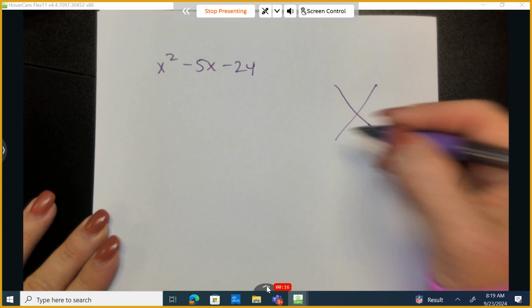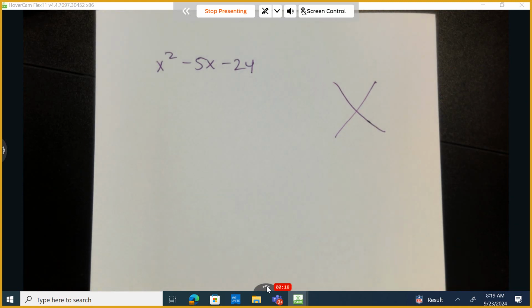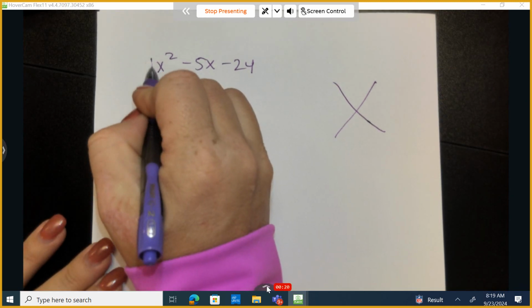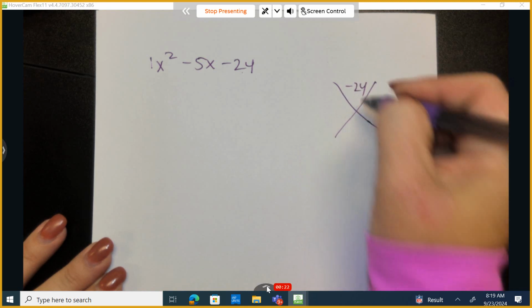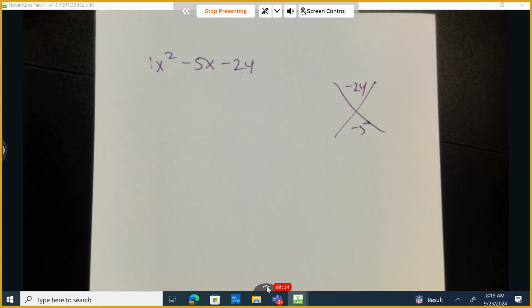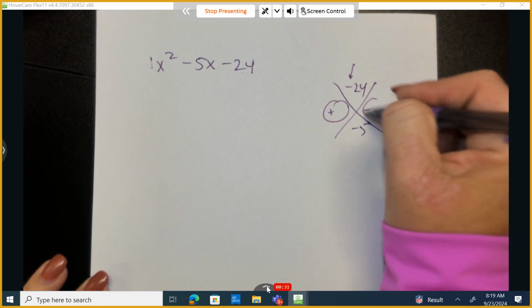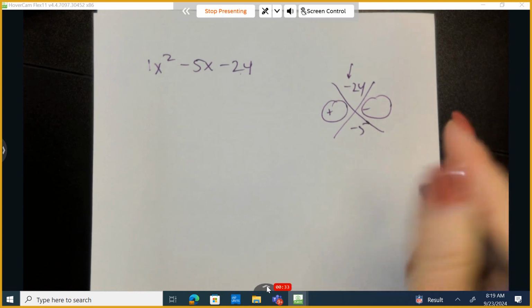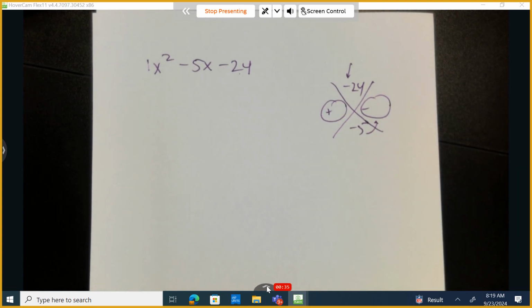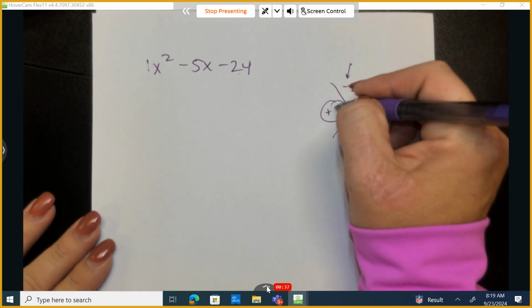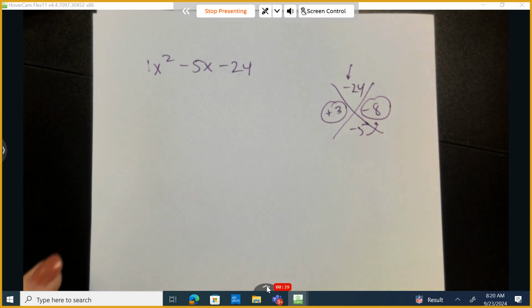What will we do? Well, everything I'm going to give you for trinomials is going to be factorable. And so I'm going to take 1 times negative 24 and ask myself what multiplies to equal negative 24 and combines to give us a negative 5. So what two numbers? This tells me they're going to be different signs. One's positive and one's negative. This tells me the larger of the two signs is going to be negative. And the combination would be negative 8 and positive 3. They multiply and they combine.